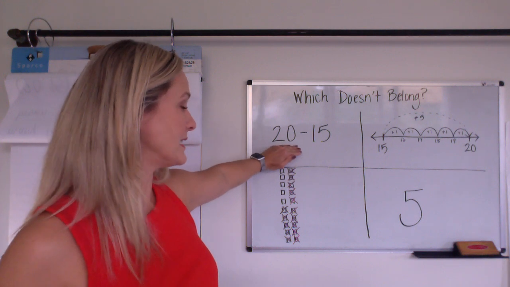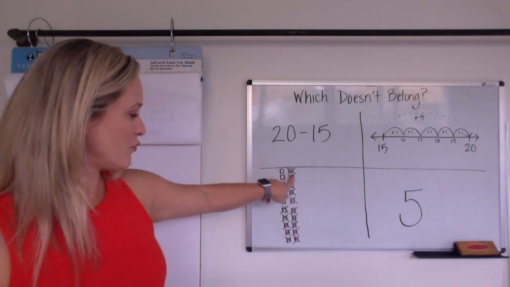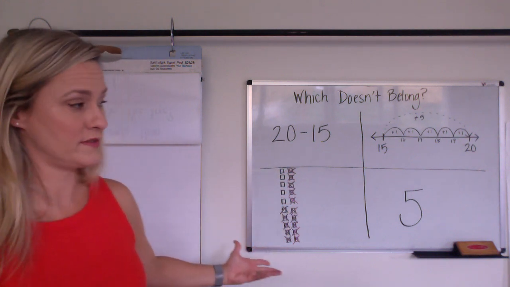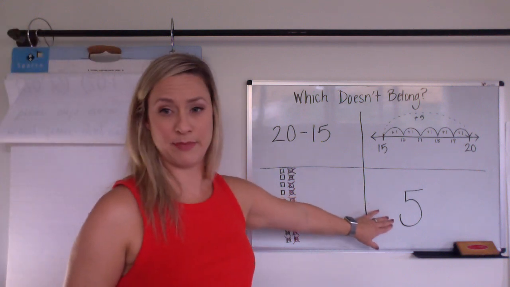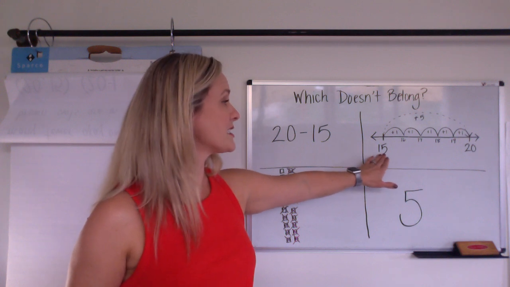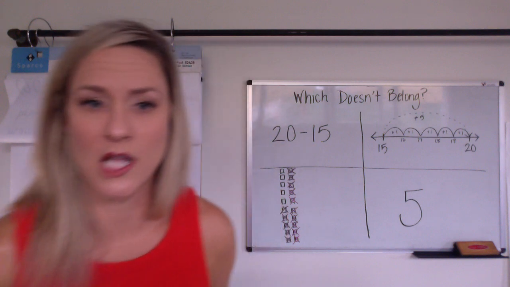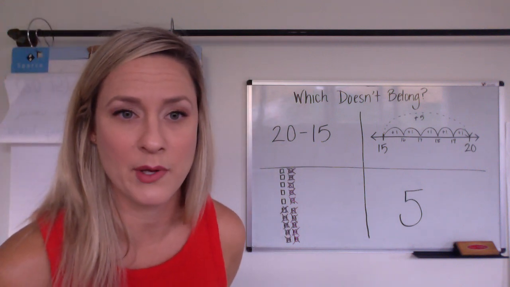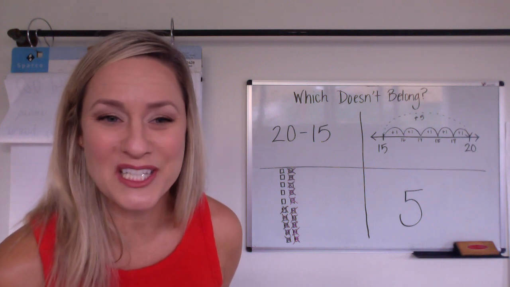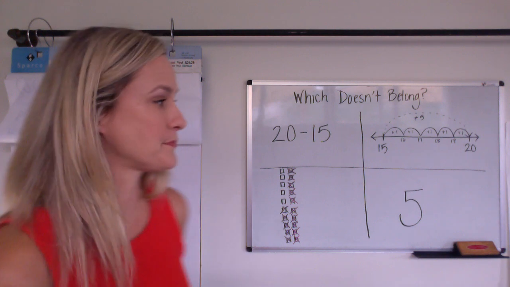So we've got 20 minus 15 here. We've got 20 cubes here with some of them crossed off. We've got this big number 5 here, and we've got a number line that starts at 15 and hops to 20, and it says plus 5 at the top. Okay, I want everybody to hit pause, and I want you to talk about which does not belong. All right, hit pause.